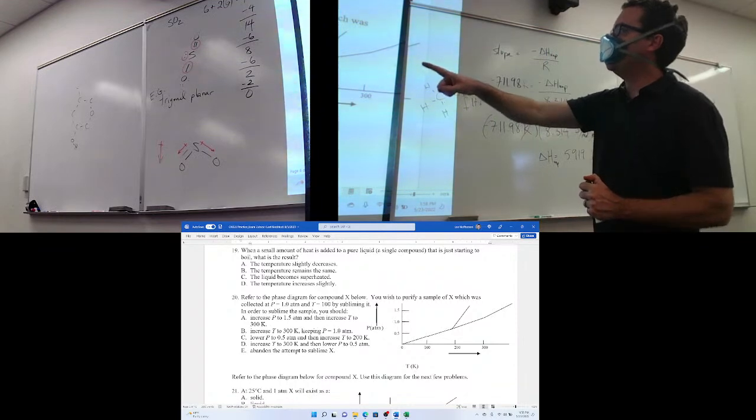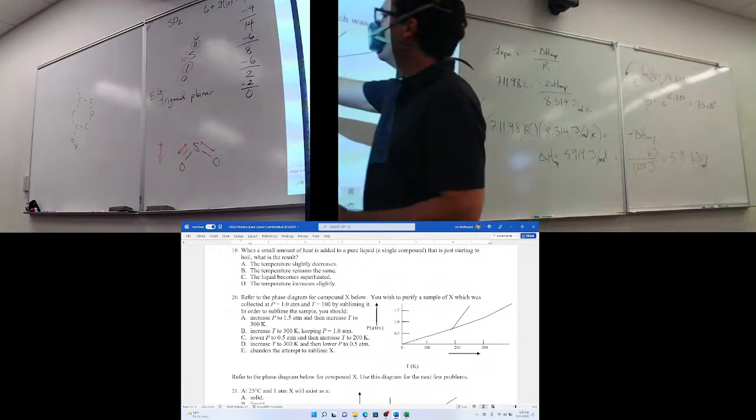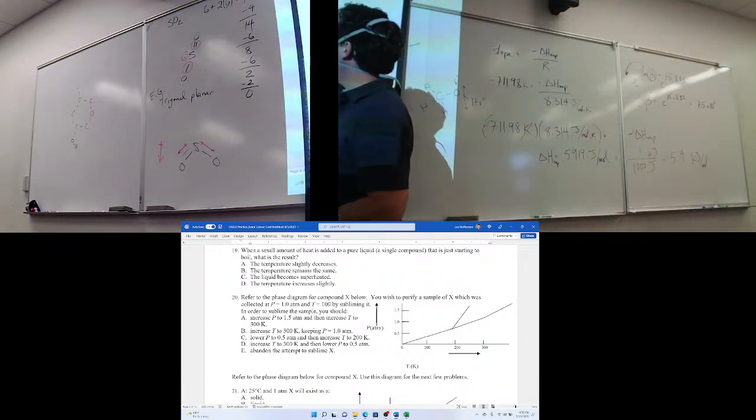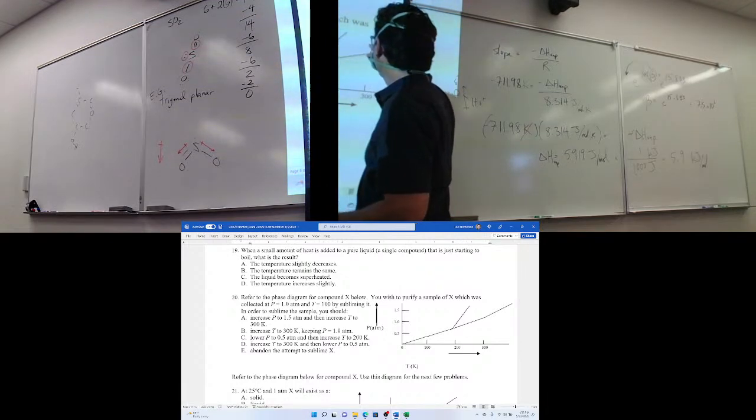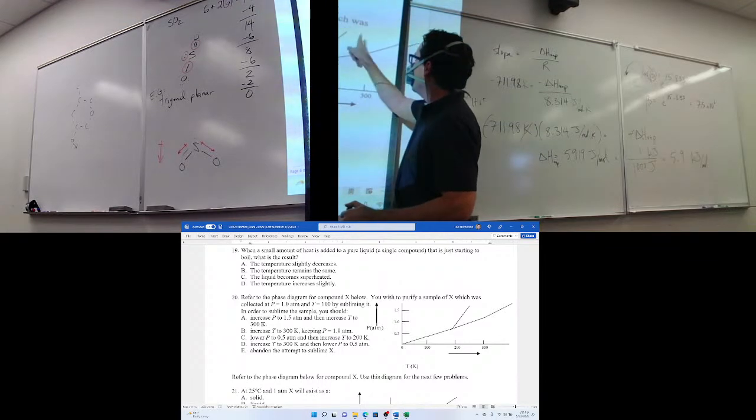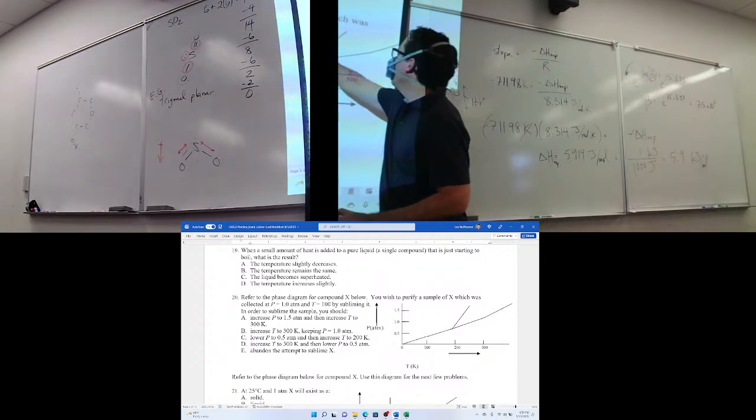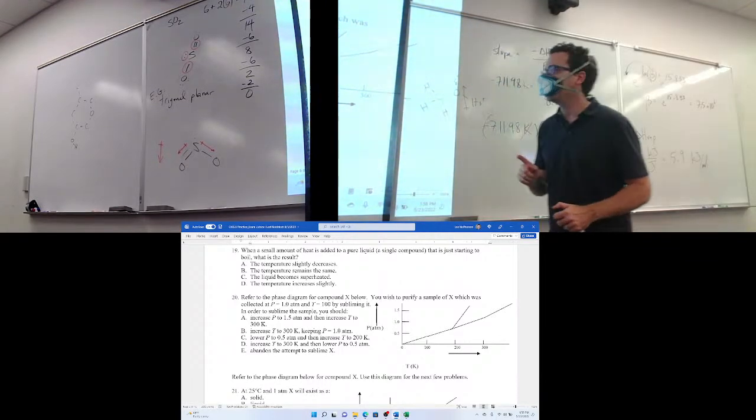So how would we sublime it? You would increase the pressure to 1.5 atmospheres, and then increase the temperature to 300? No, because that's the solid region, that's the liquid region, that's the gas. That would go through the liquid. We don't want that.